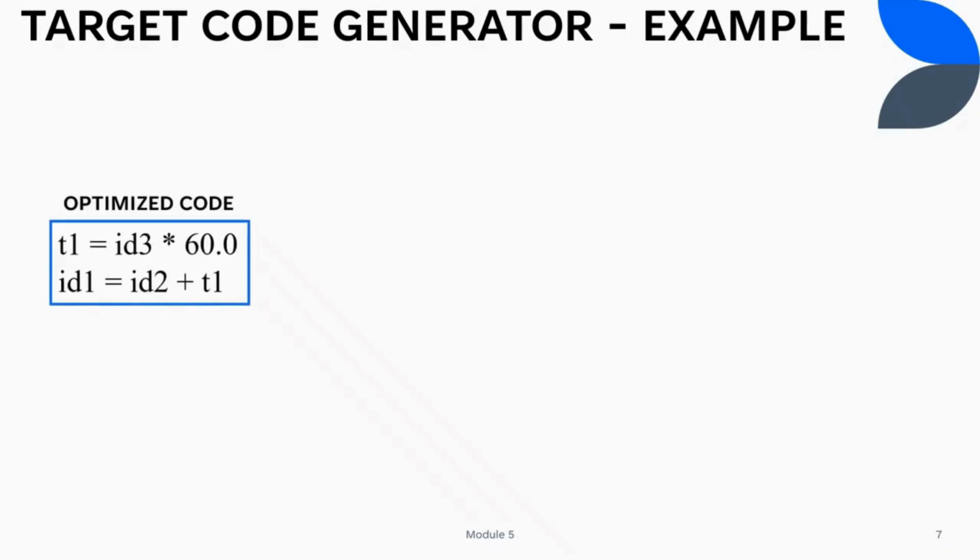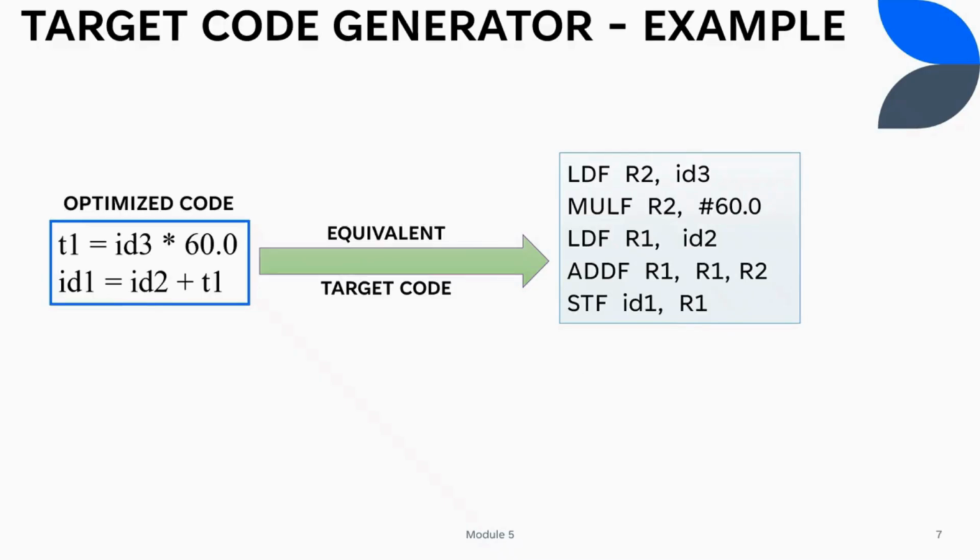Let us see how target code is generated. So this was my optimized code and this is my equivalent target code. Let us understand. The first instruction over here is ID3 into 60.0. As I said, you cannot multiply the value of a variable in assembly code. Hence, the value of variable ID3 has to be first loaded into some register. And that is done using the first instruction, that is LDF.